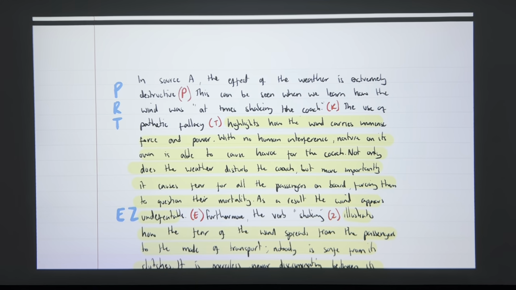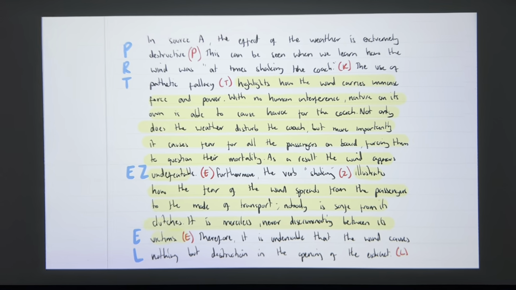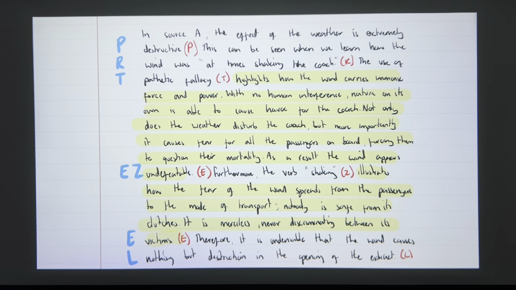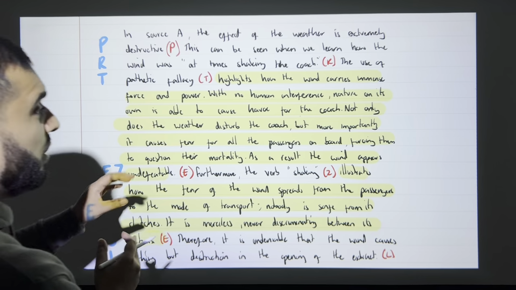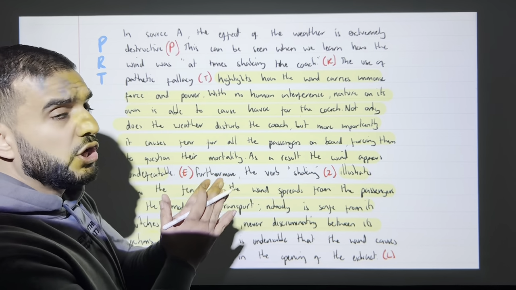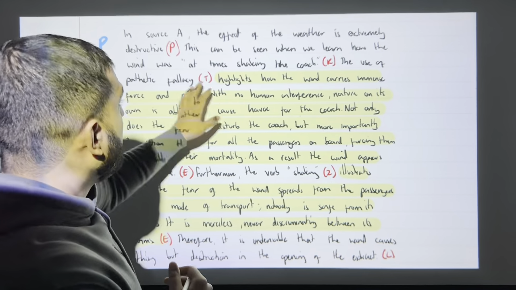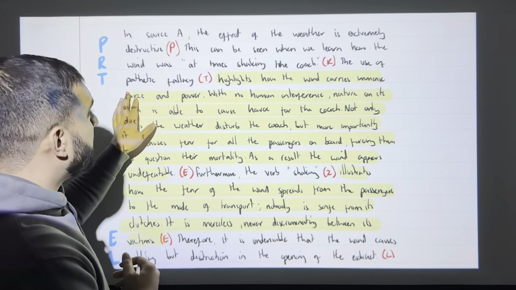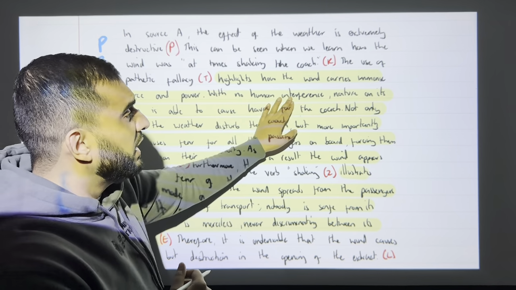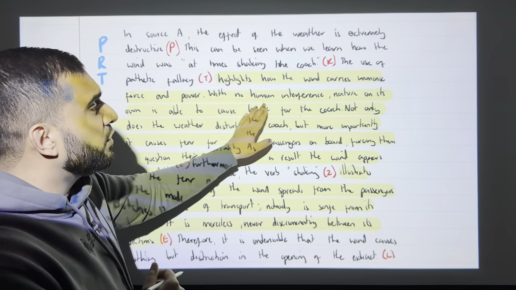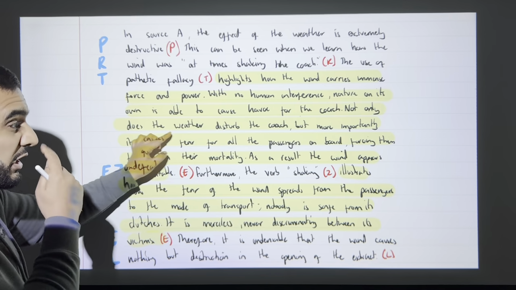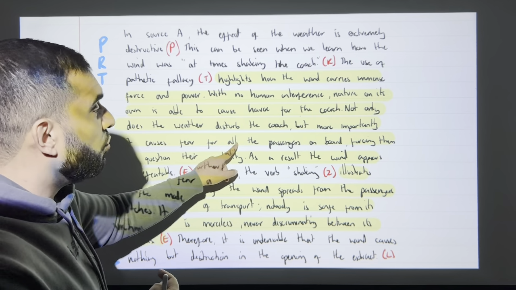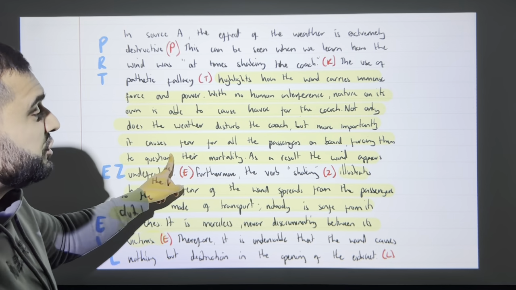Now, when the examiner marks our work, guys, the examiner hasn't got a clue that we're following the effect of the effect of the effect method. To them, we've just written out one whole entire paragraph. And that is what we've just done. Our first effect was that the wind is powerful. The pathetic valley highlights how the wind carries immense force and power. With no human interference, nature on its own is able to cause havoc for the coach. Effect number one elaborated. Then I add, not only does the weather disturb the coach, but more importantly, it causes fear for all the passengers on board, forcing them to question their mortality.